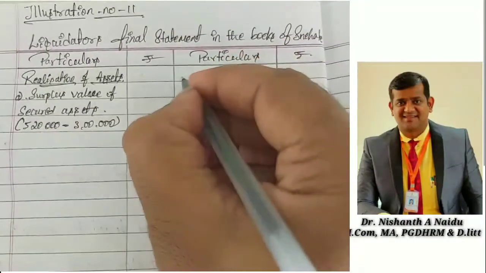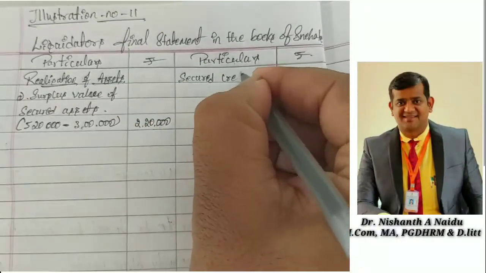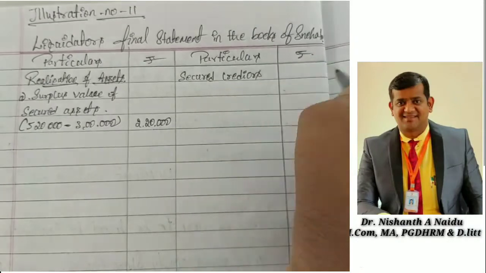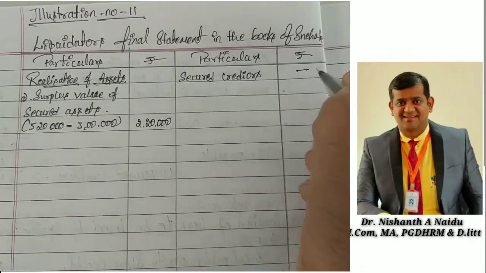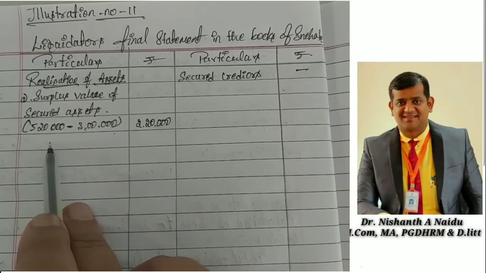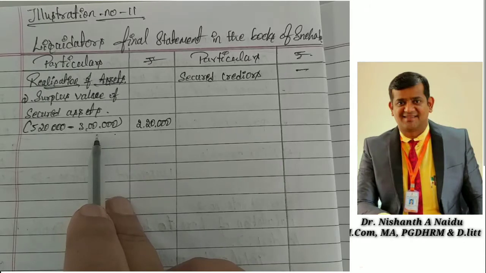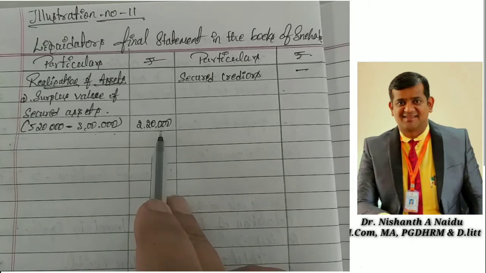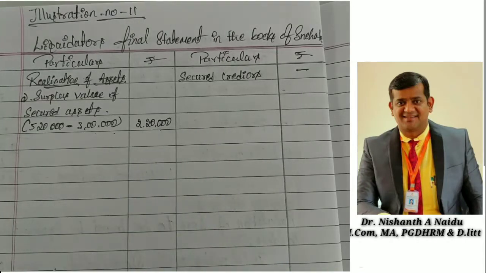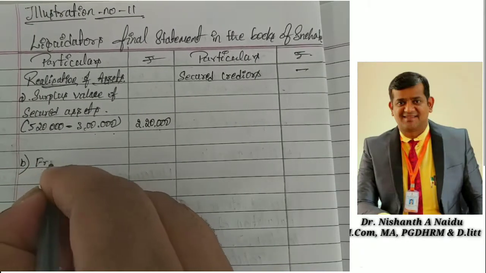So obviously here first item we write, secured creditors. Secured creditors how much? Nil. Why? Because we have cleared this 3 lakh rupees. Out of 5,20,000 rupees land and building value, we have cleared 3 lakh rupees secured creditors. So the balance is 2,20,000, which we have recorded in the liquidator's final statement. Okay. So after this, point B, free assets.